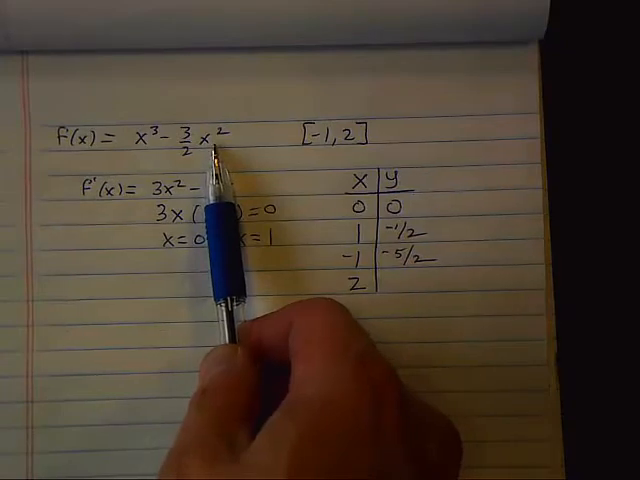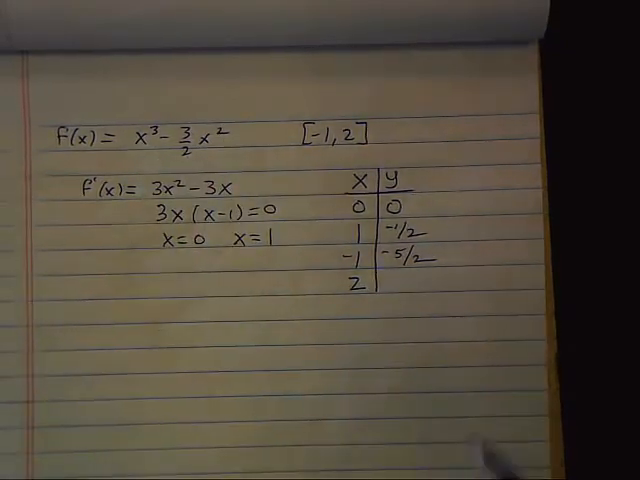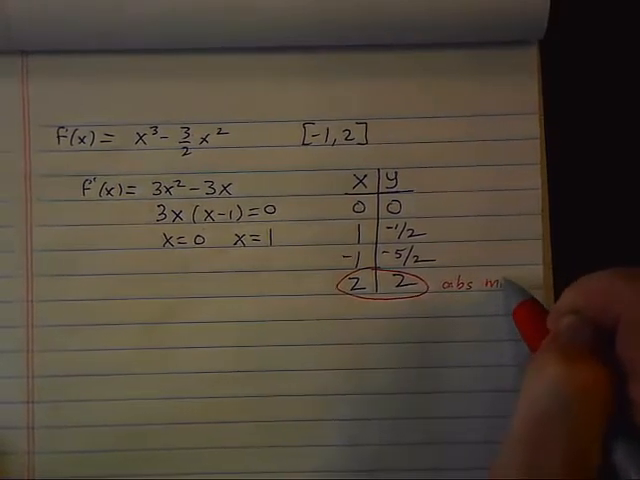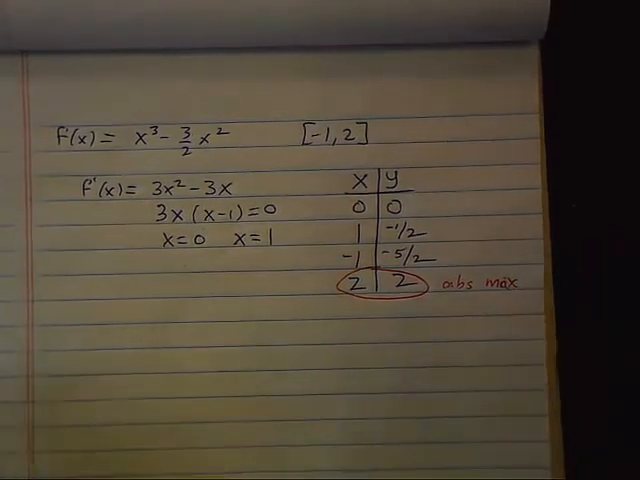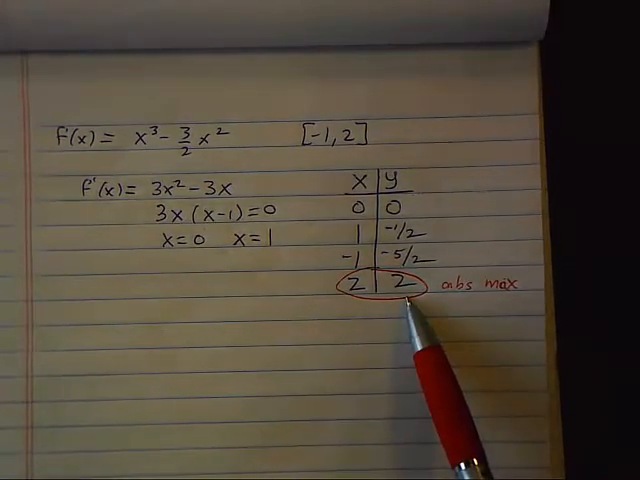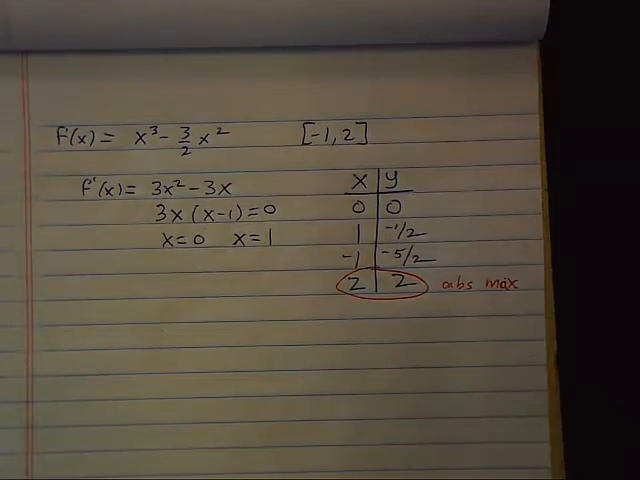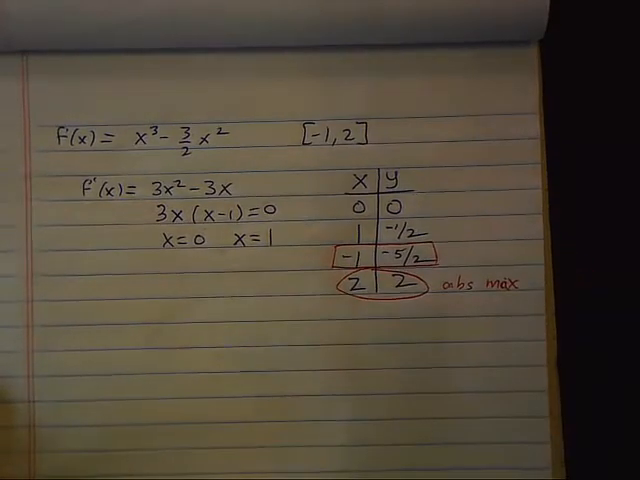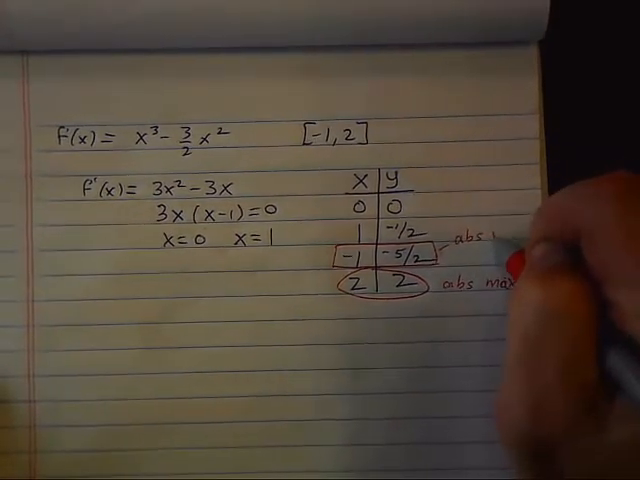So, where is my absolute maximum? 2, 2. There's the absolute max. How come? It's the biggest y number. The biggest y number is 2. So that's the maximum. Where's the absolute minimum? -1, -5/2. Because that's the smallest y value. That's the absolute minimum. Questions on that? That's it.